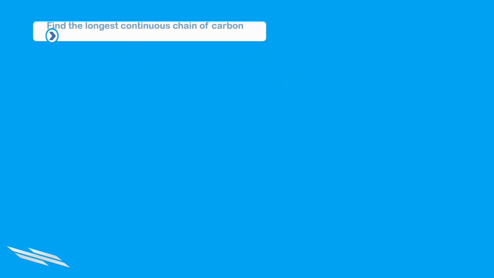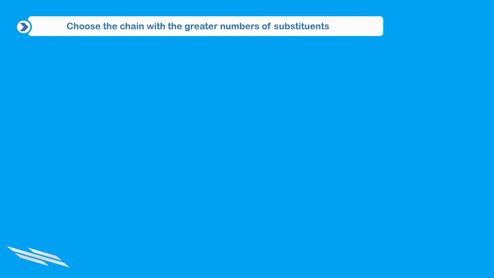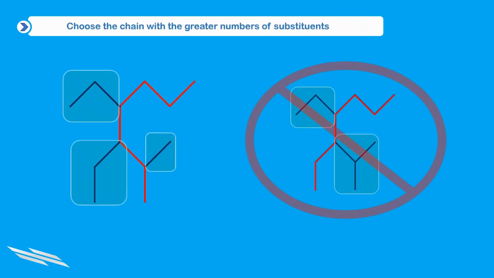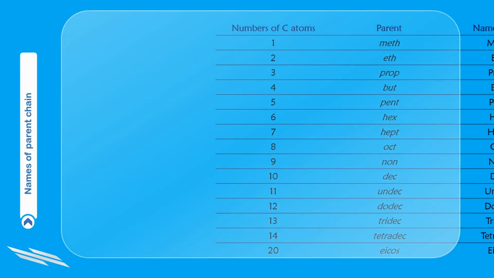Find the longest continuous chain of carbon atoms in the molecule. This chain is called the parent chain. If there is a competition between two chains of equal length, then choose the chain with the greater number of substituents. Here is an example. It has 9 carbon atoms in the parent chain. The name of the parent chain of the compound is based on the names given.